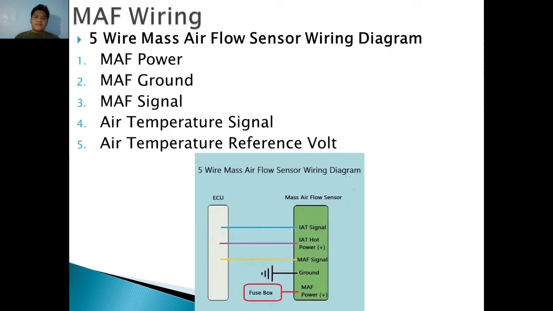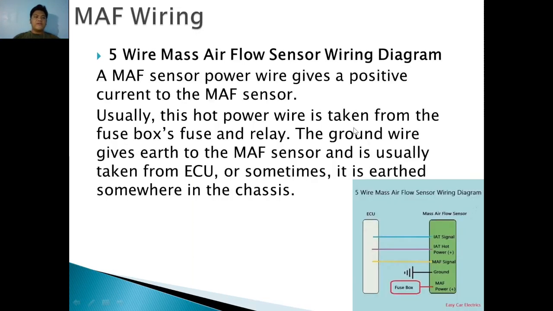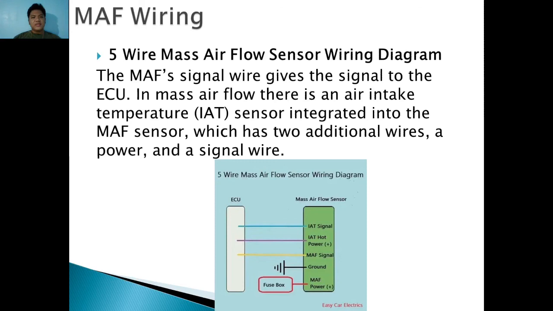Five-wire mass airflow sensor wiring diagram. A MAF power, MAF ground, MAF signal, air temperature signal, and air temperature reference voltage. A MAF sensor power wire gives a positive current to the MAF sensor. Usually, this hot power wire is taken from the fuse box, fuse and relay. The ground wire gives earth to the MAF sensor and is usually taken from the ECU, or sometimes it is earthed somewhere in the chassis. The MAF signal wire gives the signal to the ECU.